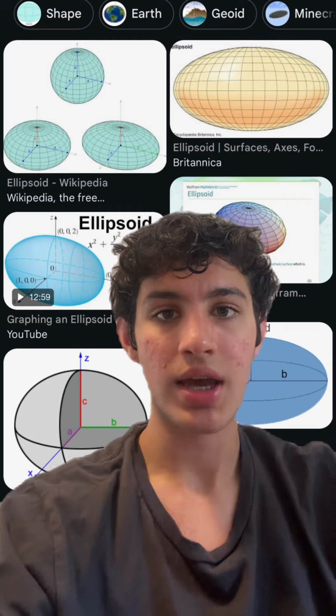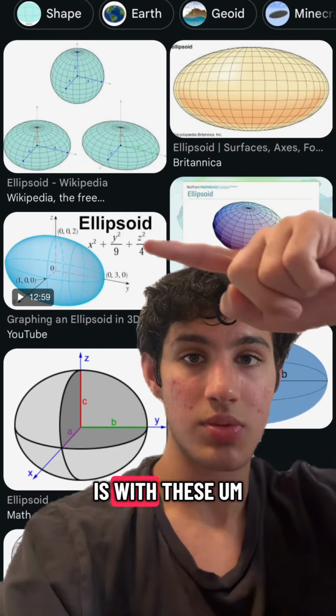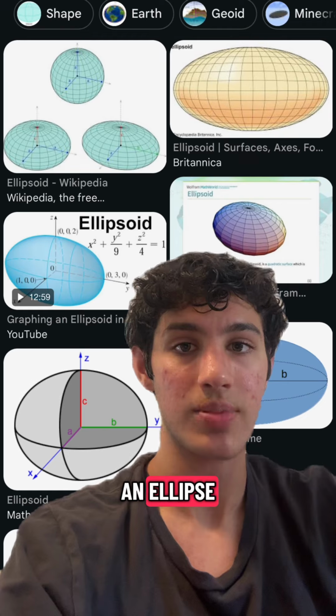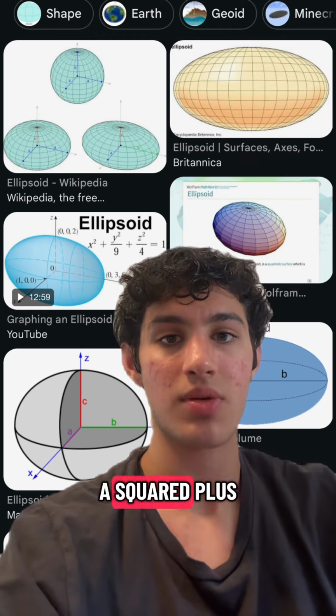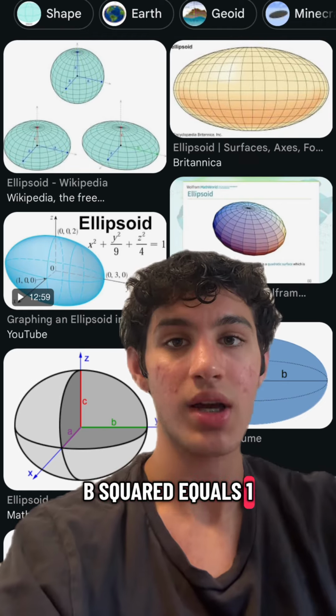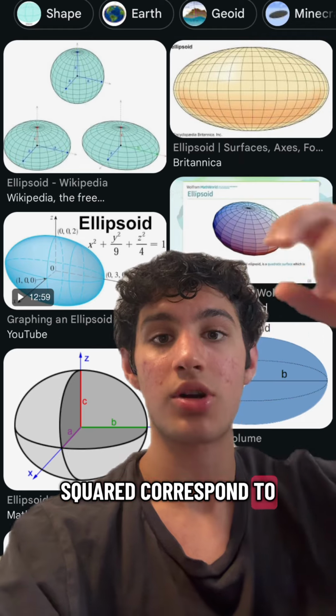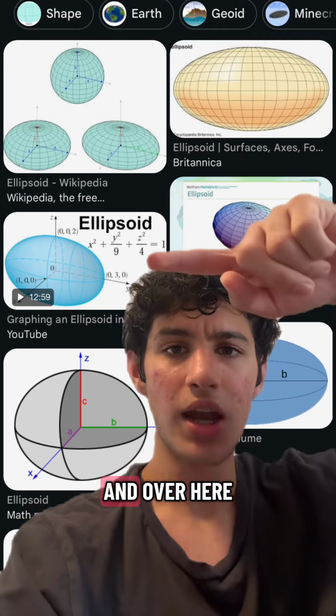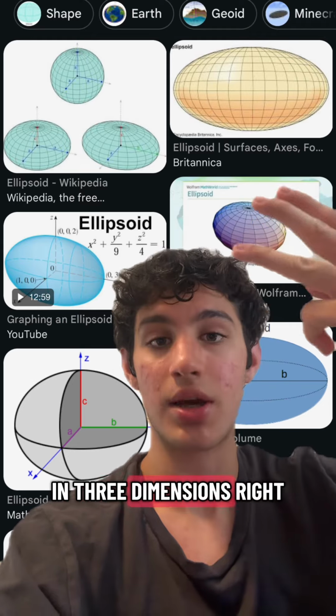in different directions. And the way we can determine how it's elongated is with these denominators. So if you recognize the equation of an ellipse, which is usually x squared over a squared plus y squared over b squared equals 1, the a squared and the b squared correspond to a and b, which are the semi-minor and semi-major axes. And over here you've got a similar story, except now it's in 3 dimensions, right?